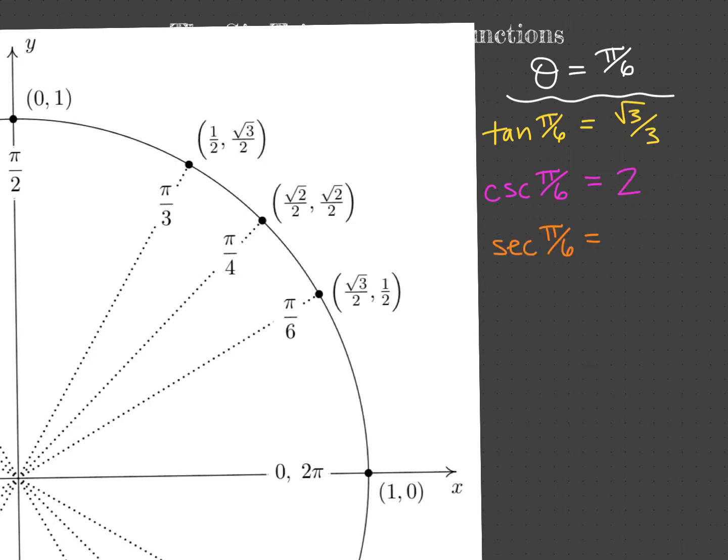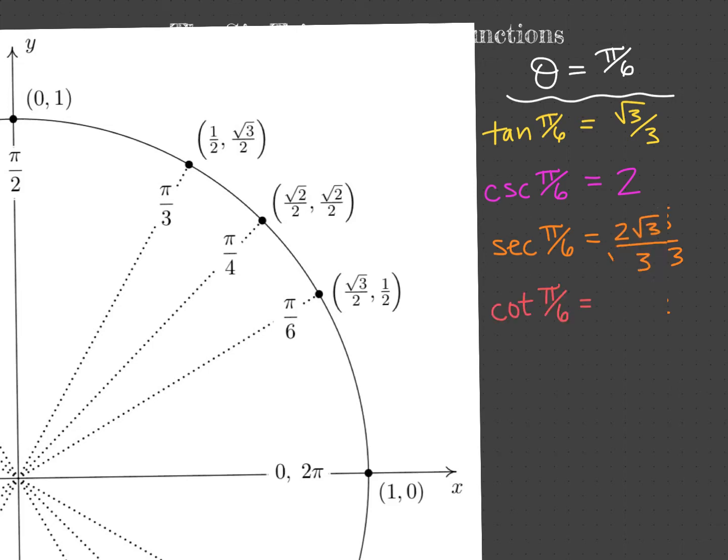Now let's find the secant of pi over 6. In a similar way to cosecant, the secant is simply defined as the reciprocal of the x-coordinate, or the reciprocal of cosine. So we need to take the reciprocal of root 3 over 2, which is just flipping it. So we'll have 2 over root 3, and then of course we'll need to rationalize. So our final answer will be 2 root 3 over 3.